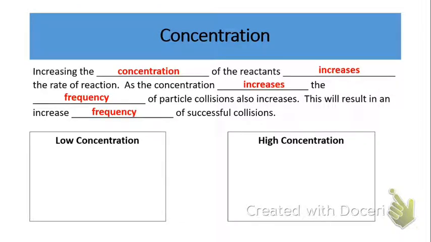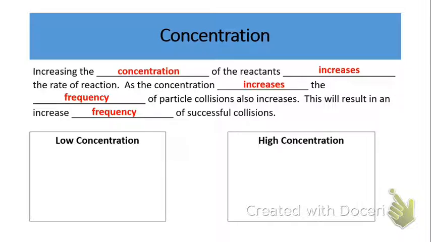All right, now we're going to go to our second factor, which is concentration. Now, concentration is easier to understand than temperature. Essentially, increasing the concentration of the reactants increases the rate of the chemical reaction. Why does this occur? Well, as the concentration increases, there's going to be an increase in the frequency of particle collisions. All right? So therefore, this is going to result in an increase in the number of successful collisions.